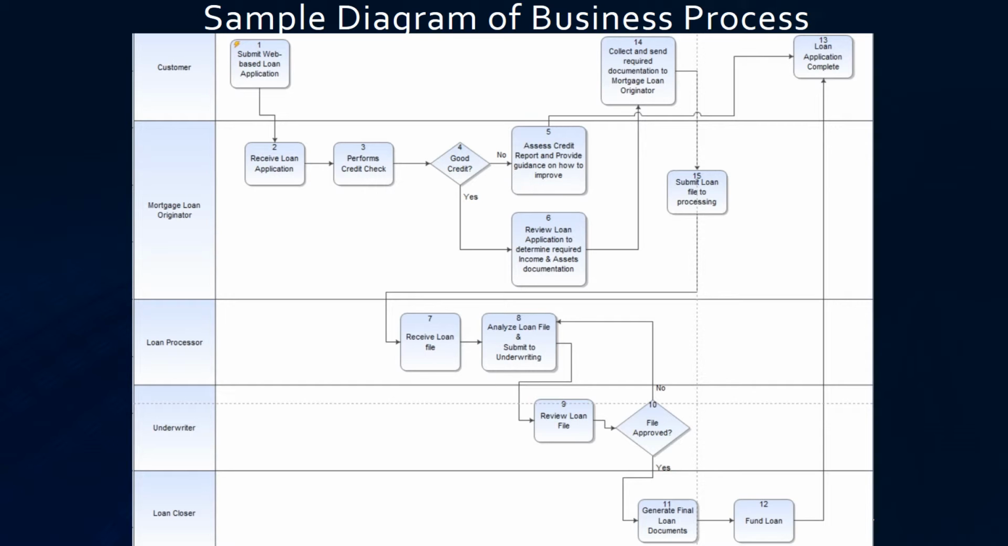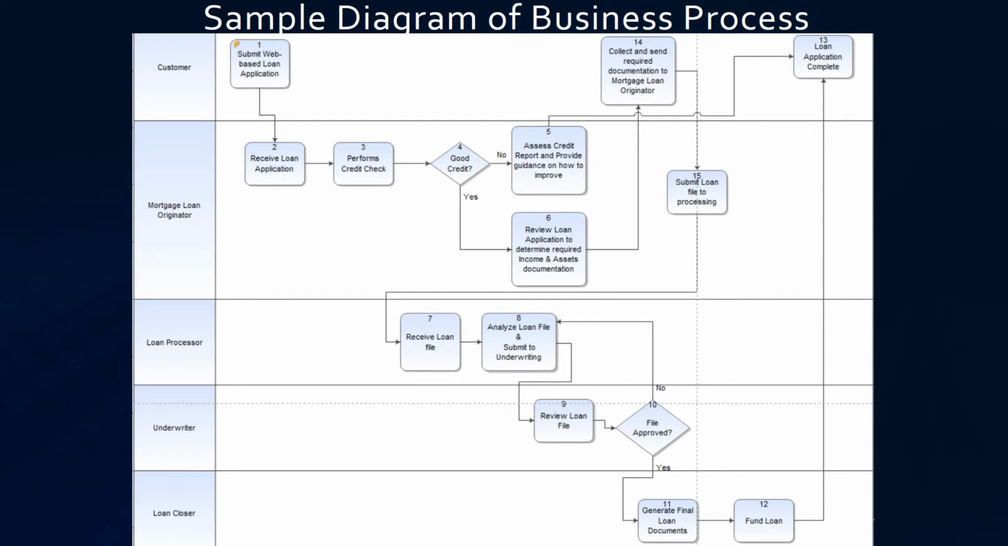It then flows down into the mortgage loan originator swim lane, and they receive the loan. They perform a credit check. They make a decision, is it good credit or bad credit? If it's bad credit, then they essentially provide guidance on how to improve the credit and communicate that back to the customer, and the loan is essentially denied at that time. So it flows right from there into the completion or step number 13.